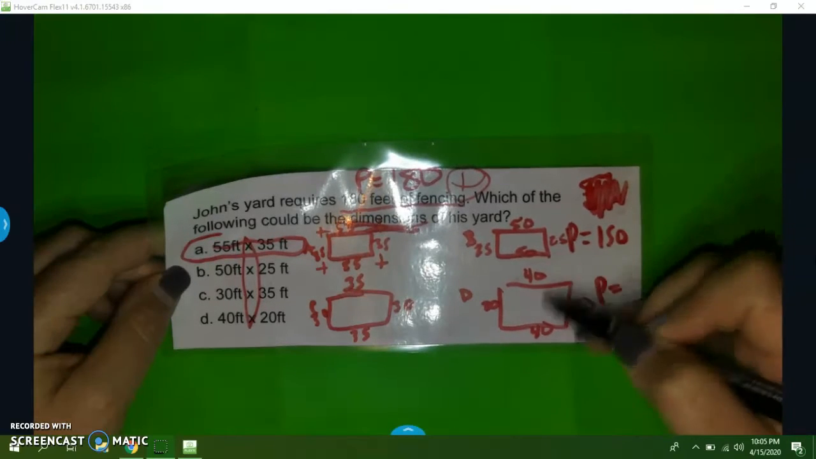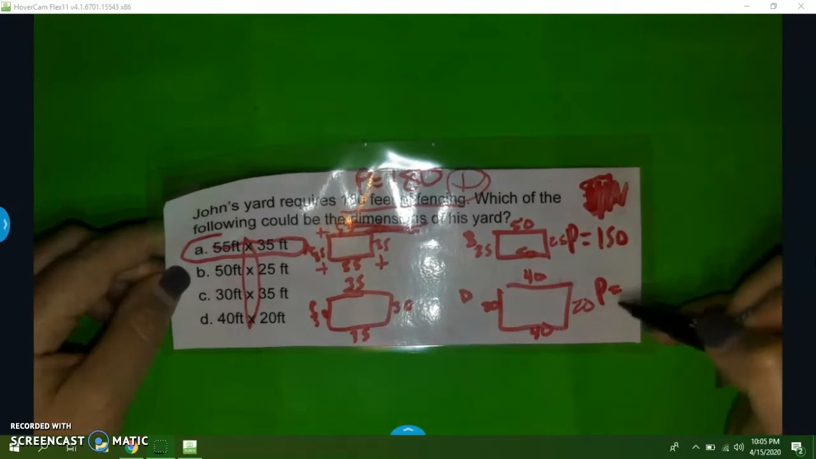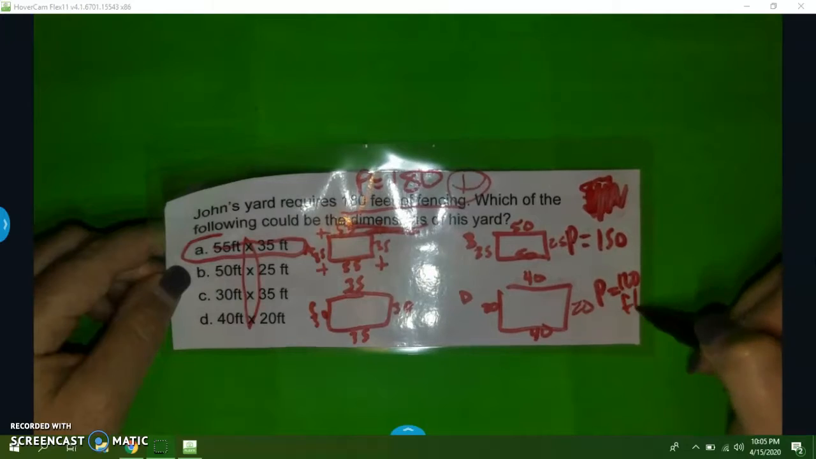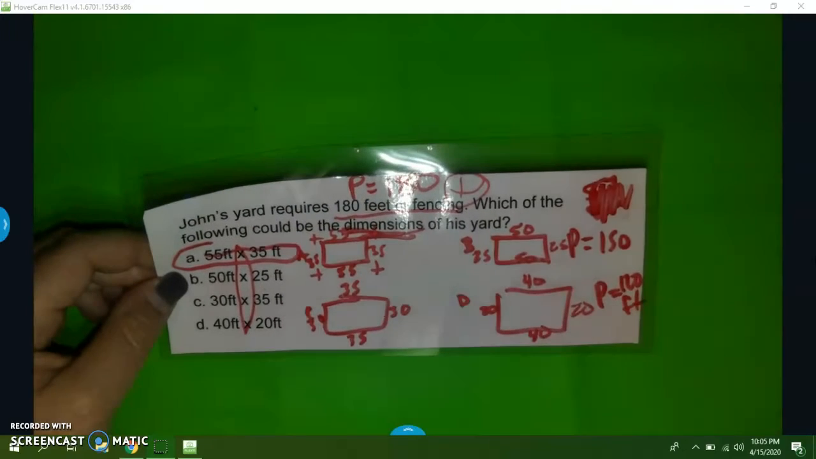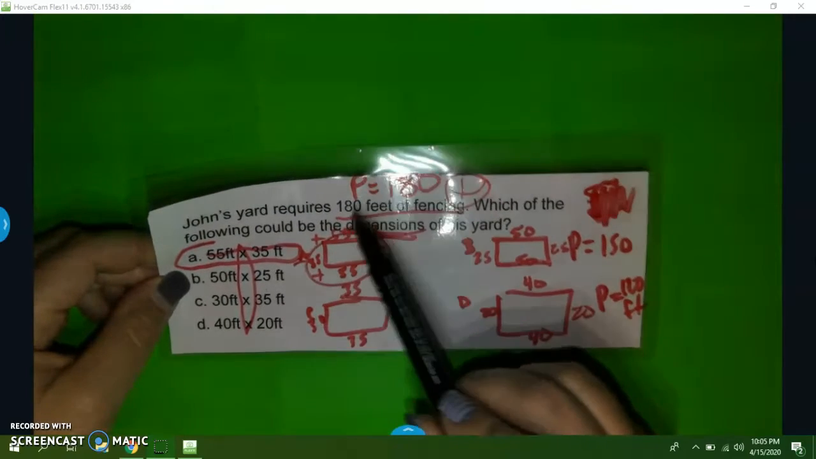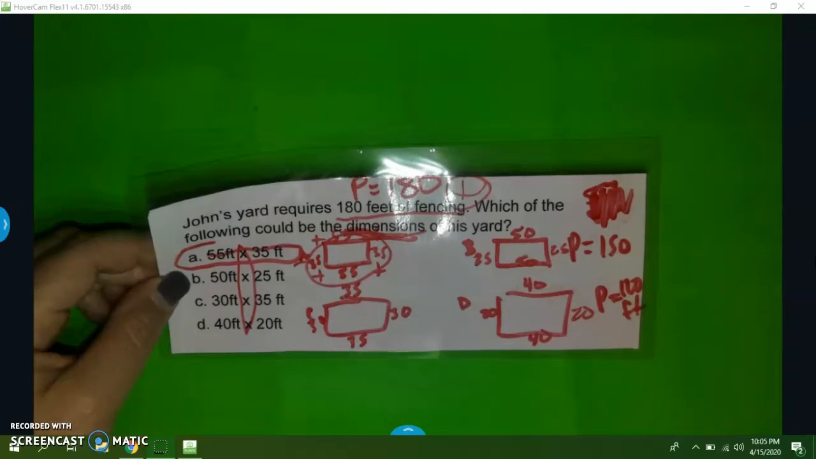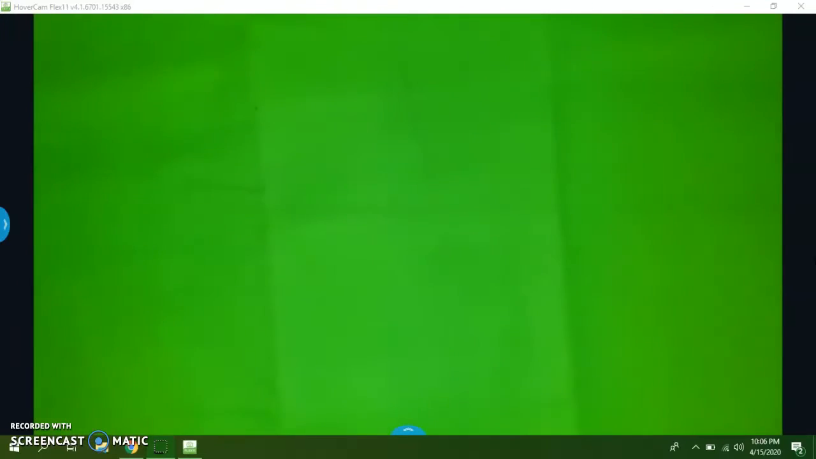This one would be 120 feet. So that's how you can kind of go about doing this. So A would be the one with the magic number of 180 if I add those up. All right. Moving right along.